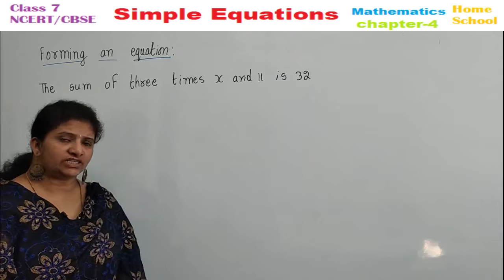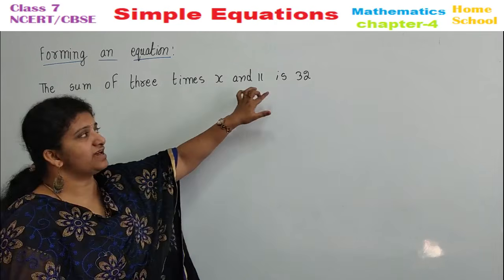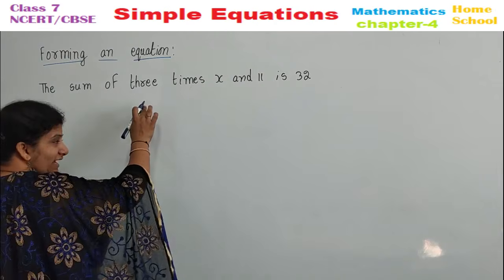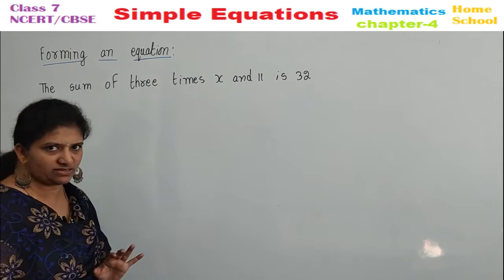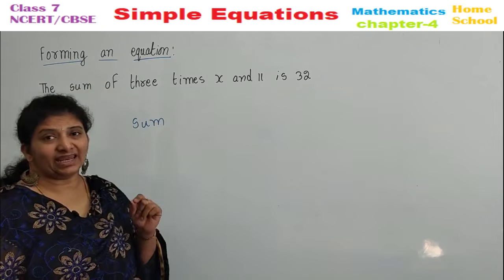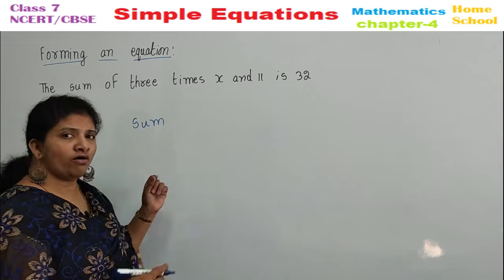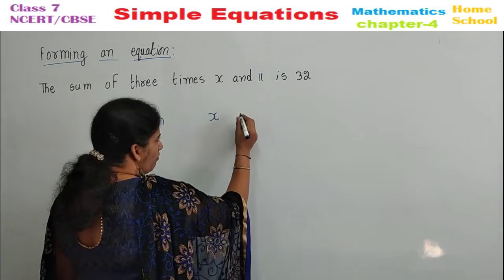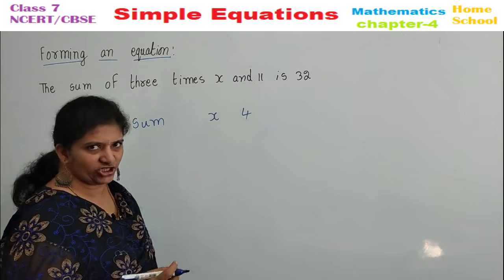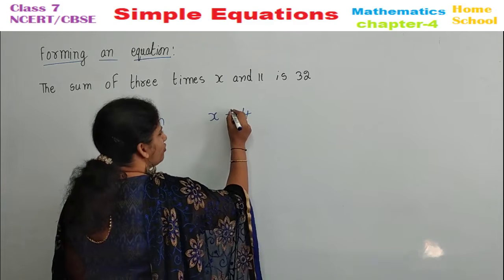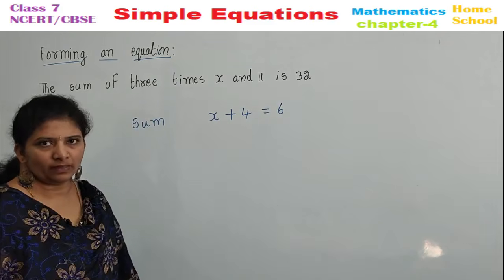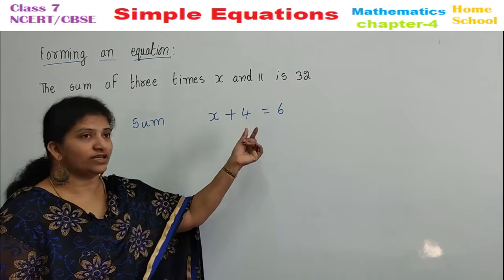How can we form an equation? The sum of 3 times x and 11 is 32. Oh my God, what is this? We can't understand, right? So to understand this, we are going to write some simple equations here. Now, sum of any two values. Sum of x and 4. Sum means what? Addition, right? Sum of x and 4 means x plus 4 is equal to 6. Sum of x and 4 is 6.